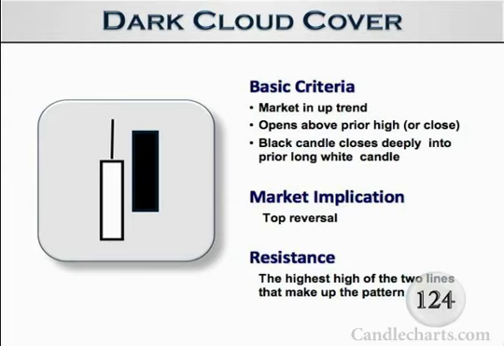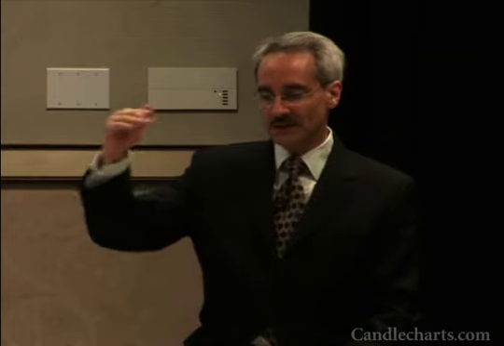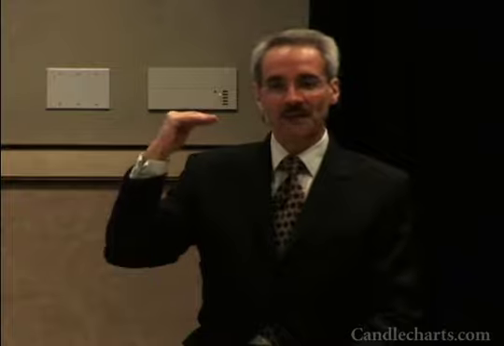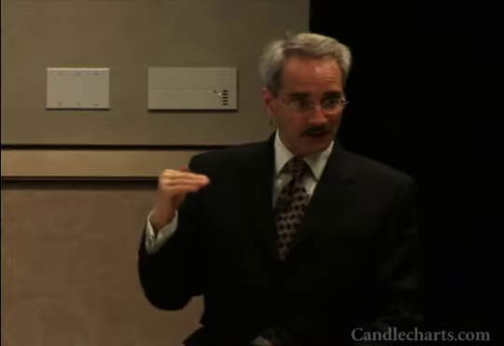The basic criteria: it opens above the prior high or close. In this case, we have it with the close. And the black candle closes deeply into the long white candle. Potential top reversal. Resistance should be the highest high of those two candlestick lines. So the high of these two candle lines, this one over here, is our resistance area. With the piercing pattern, the definition was it has to be more than halfway. Interestingly, that was not the case with the dark cloud cover.